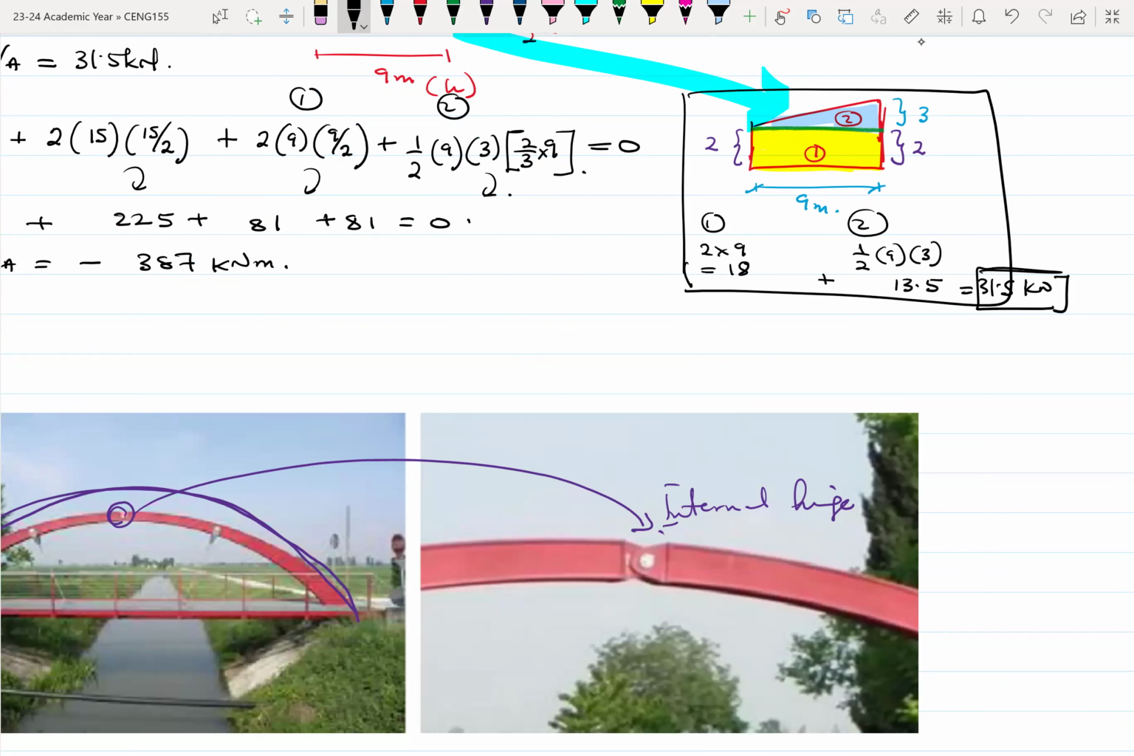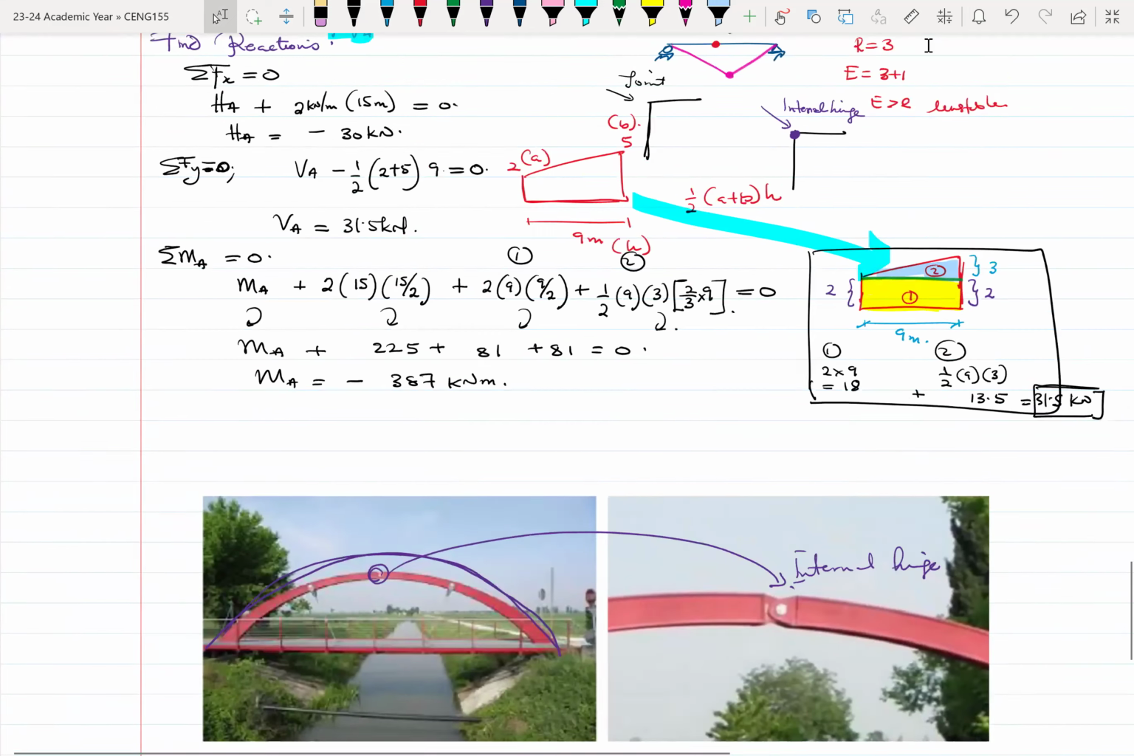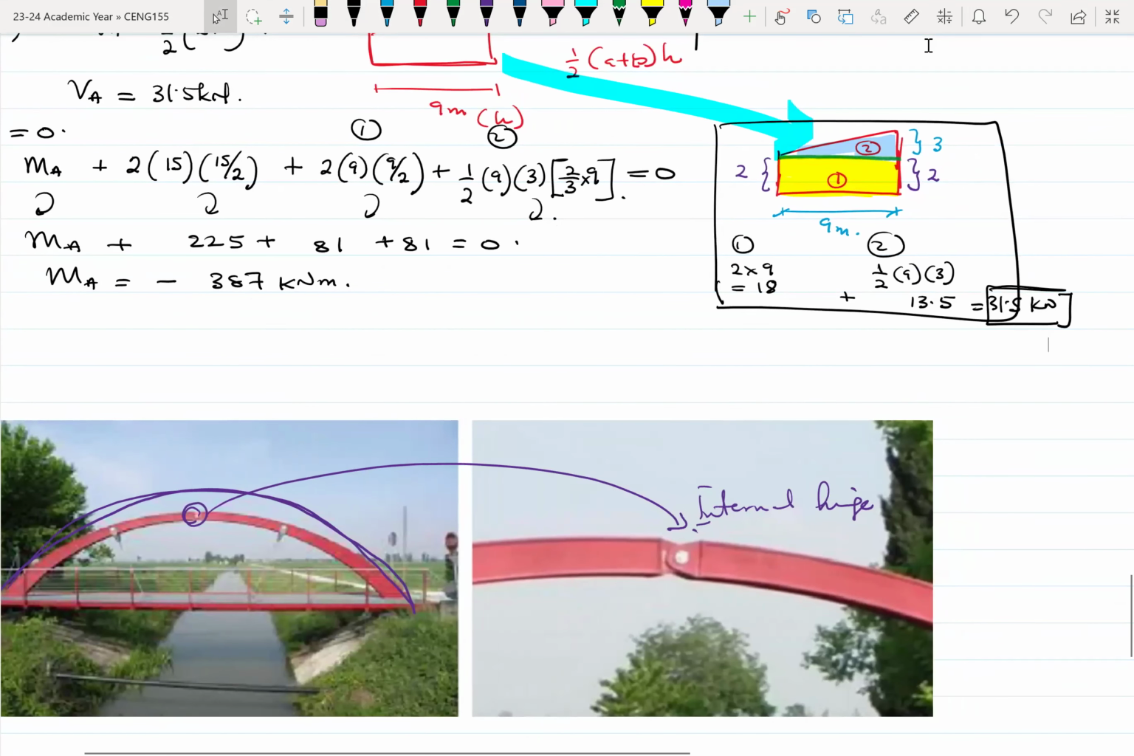And then you go with the moment as well. Moment is force times distance, right? So here you found the forces. Now let's find their moment arm. The moment arm here will be half of 9 for the rectangle, so it becomes 9 over 2, which is 4.5. Then this one becomes 2/3 of 9, which is 18 over 3, that'll give us 6.